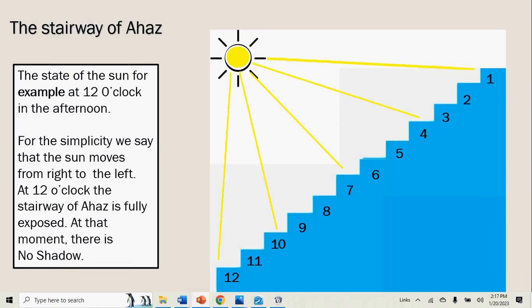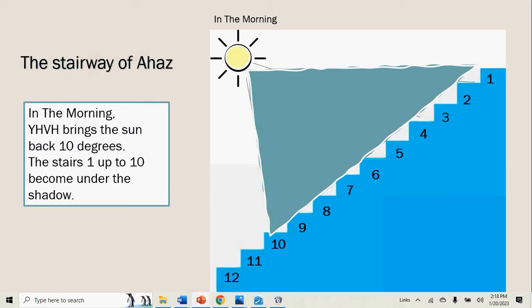So this, for an example, is the stairway of Ahaz, we'll say, and the state of the sun, for example, at 12 o'clock in the afternoon. So you see we have 12 steps here. For simplicity, we say that the sun moves from right to left, and at 12 o'clock, the stairway of Ahaz is fully exposed. At that moment, there is no shadow. Now, let's say we go back to the morning, 10 degrees. In the morning, Yah brings the sun back 10 degrees, and the stairs 1 up to 10 become under the shadow.